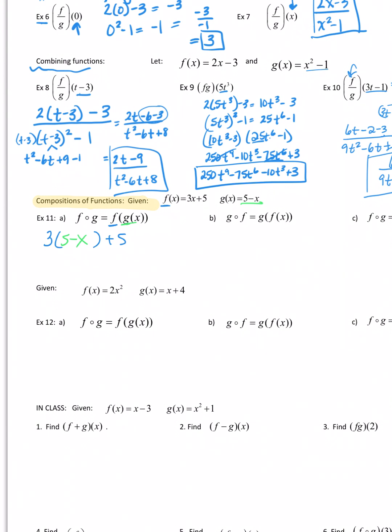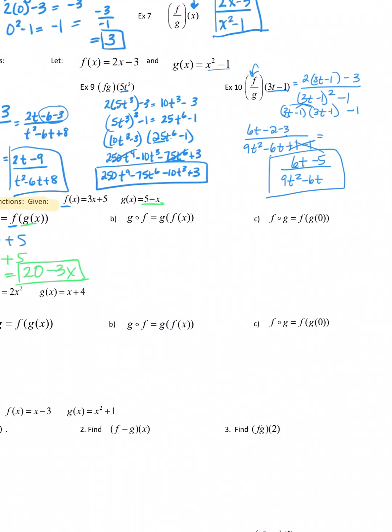Now I'm going to distribute and clean this up. So I'll have 15 minus 3x plus 5. And my answer then will be, when I combine like terms, I'll have 20 minus 3x. And that's my answer. See how I composed it?